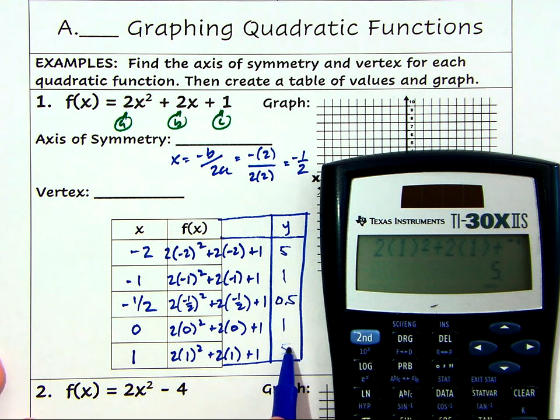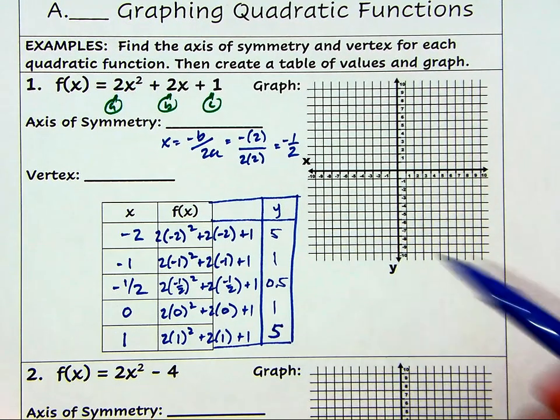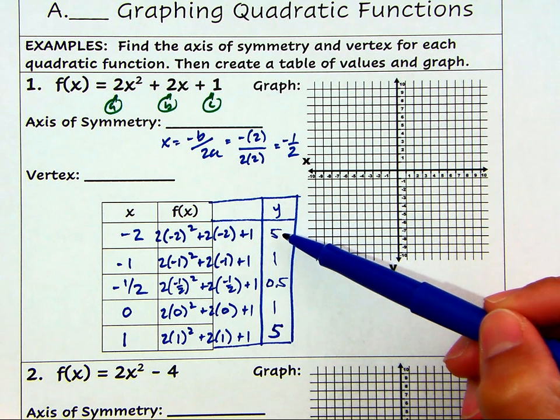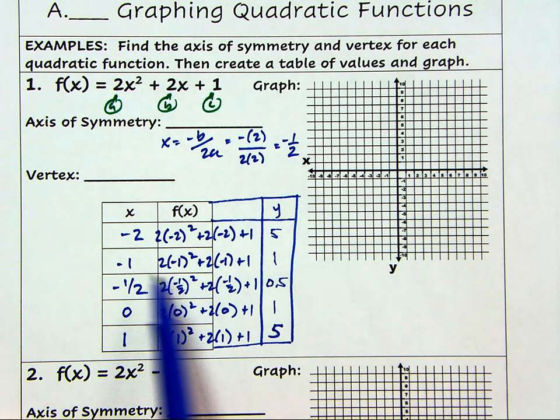Okay, so it shouldn't be all that surprising that the first and last y-coordinates are the same, the second and the fourth are the same, and the one in the middle is the one that's unique, right? Remember, that's going to be the one that produces our vertex.